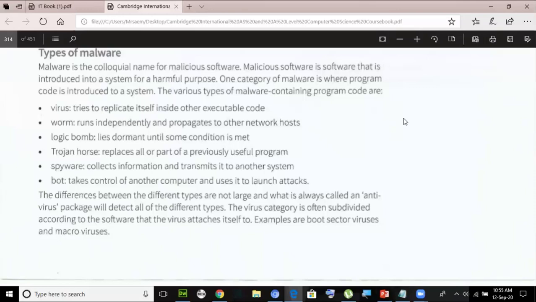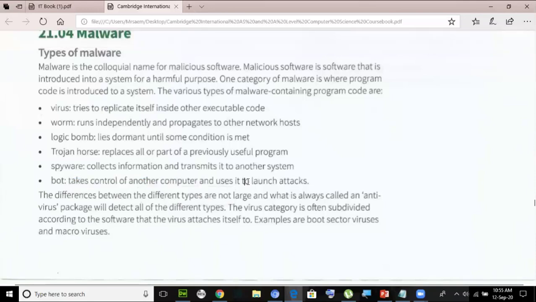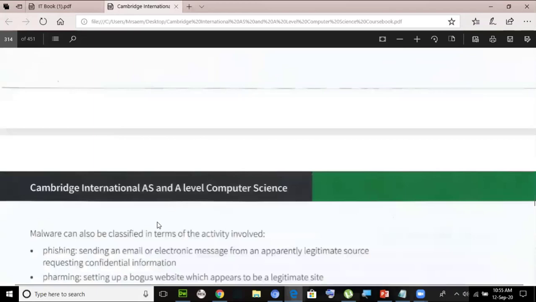So spyware is another way to collect someone's information without them knowing what's going on. Bots, also known as admin bots, are used to take control of someone's computer. They try to get the admin rights of that particular computer so that they can install any software or application on their own. So these are basically known as bots.